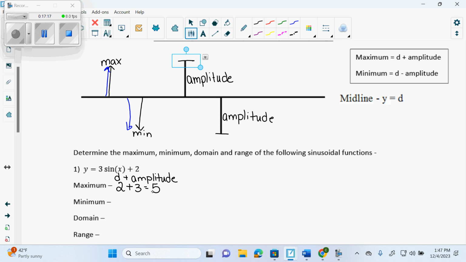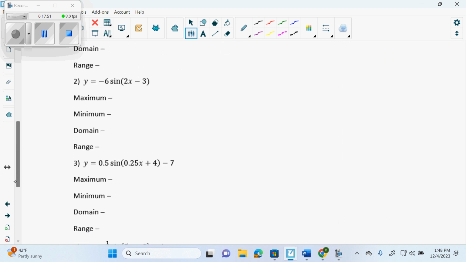5. Now, say you mix them up. 2 plus 3 and 3 plus 2. Totally fine, correct? Yeah. Your minimum will be wrong, though. Because if you flip them around on the minimum, you are going to get a different answer. Like if I do 3 minus 2 or 2 minus 3, they're very different answers. So you have to do D, the midline, minus the amplitude, which gets me -1. Is that true? You cannot do amplitude minus midline. Yeah? Yeah. So we're going to go here.